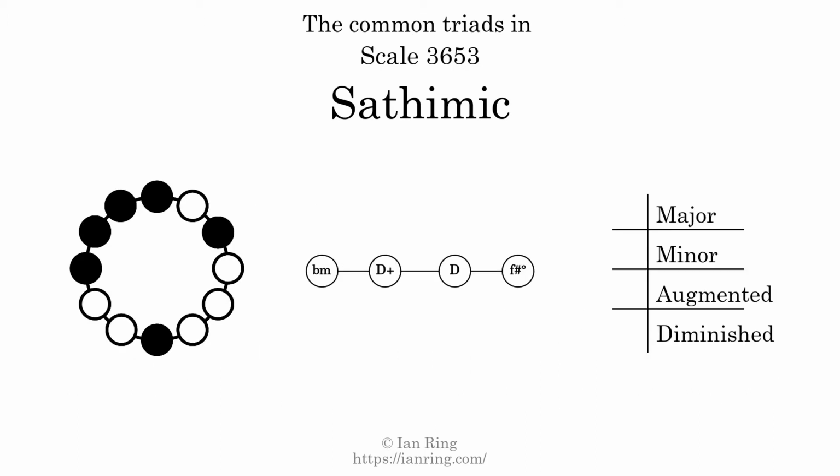111001000101. Here are the common triads present in this scale. The diagram in the center is a graph of parsimonious voice leading between triads. There is one major triad. There is one minor triad. There is one augmented triad. There is one diminished triad. Here is a Hamiltonian path of parsimonious voice leading that uses all the triads.